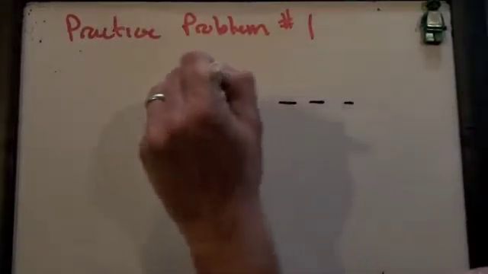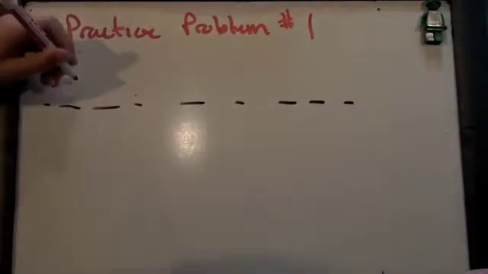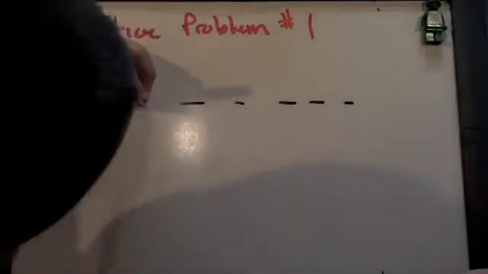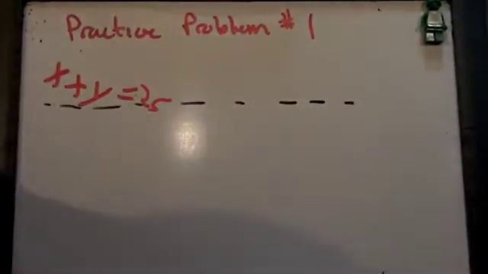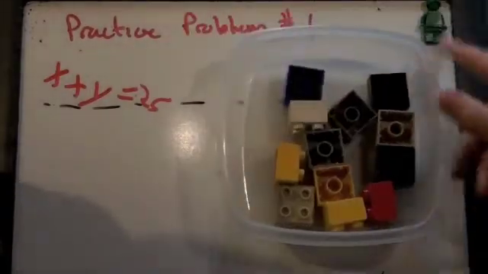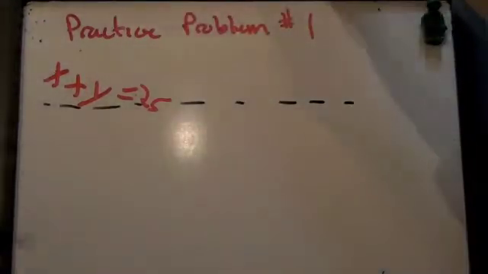Here, I'll draw a straight line for you to write it on. X plus Y equals 25. Okay, try to write straight on the line. Now, I add exactly the same amount of blocks to the bowl, and the new weight's 40. Okay? So what do I have now?